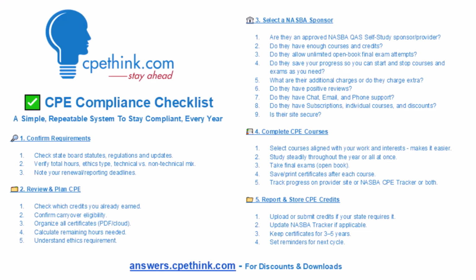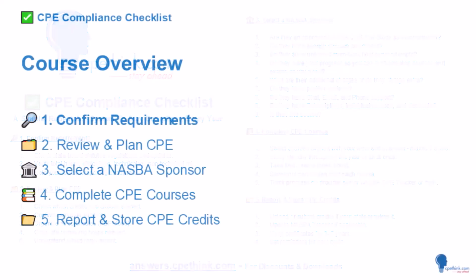When followed in order, these 5 steps create a predictable, defensible CPE process that you can repeat every year with confidence. In the next slide, we'll begin step 1, confirming your CPE requirements. Step 1, confirm requirements. In this slide, we're going to focus on step 1, which is confirming your requirements, because this step determines whether everything you do actually counts going forward.